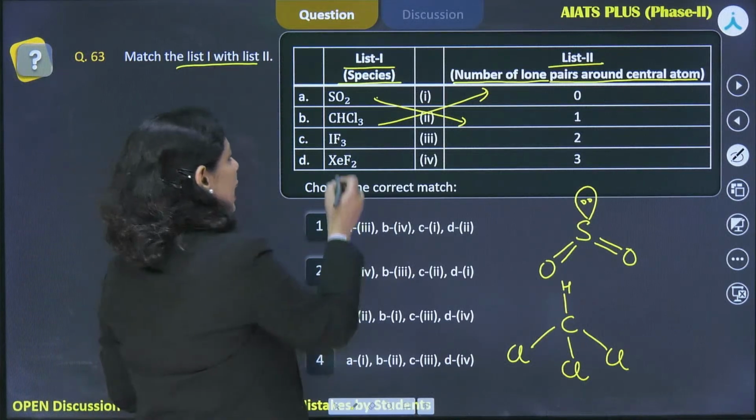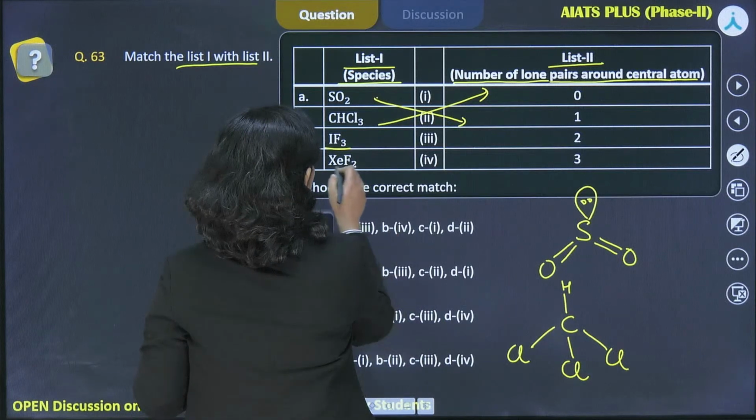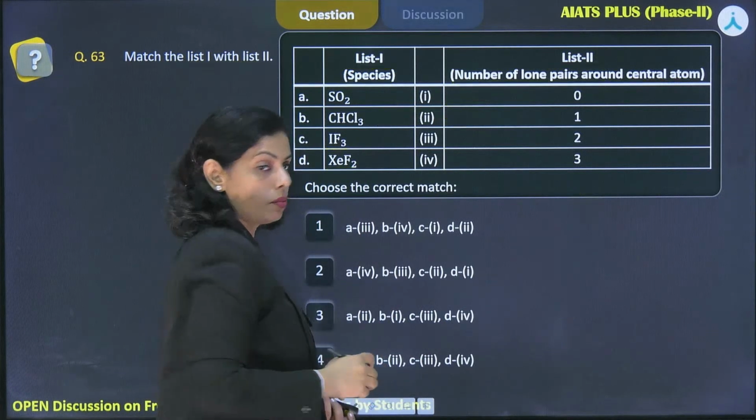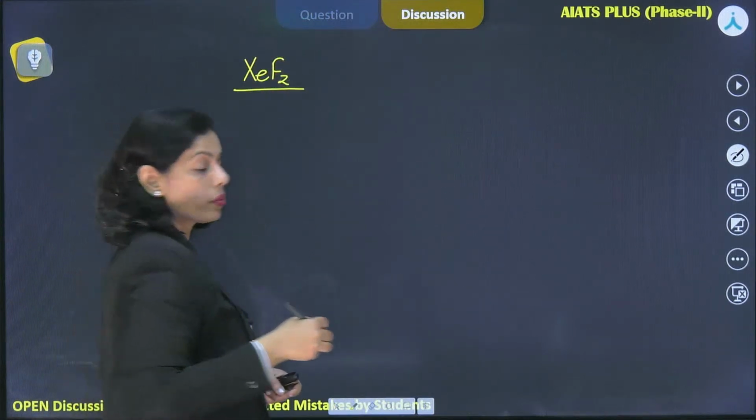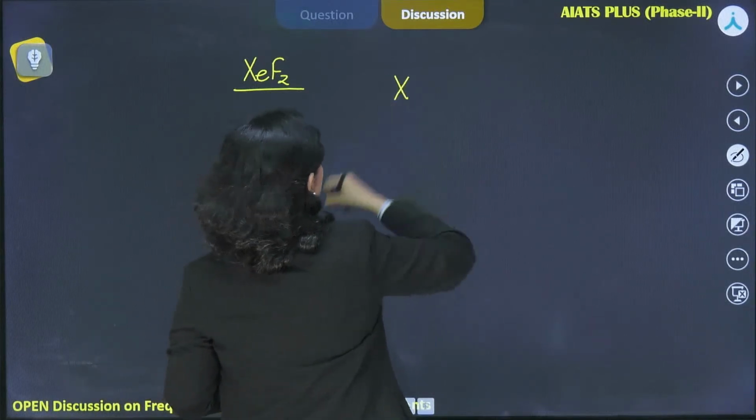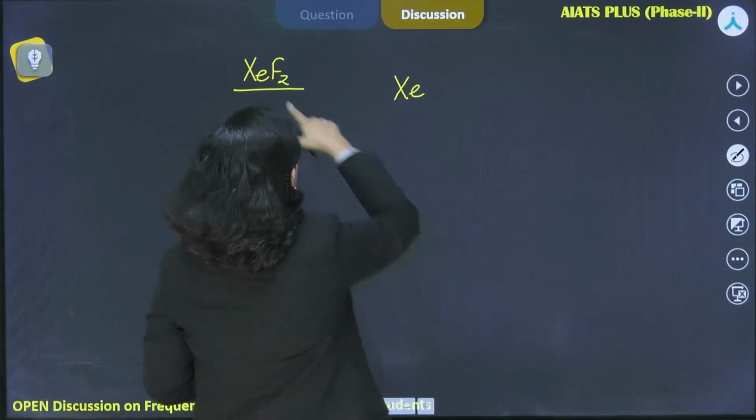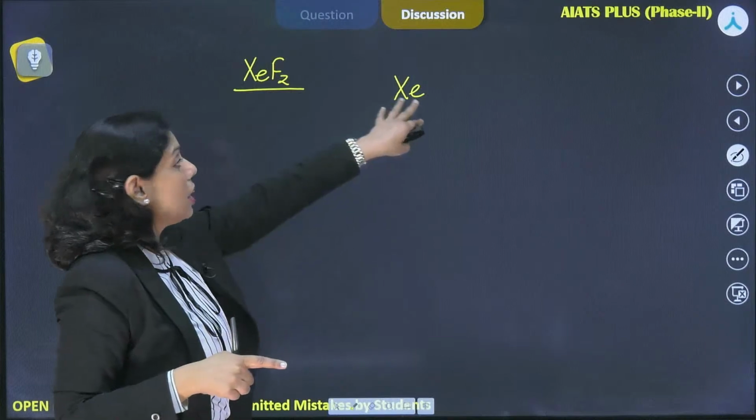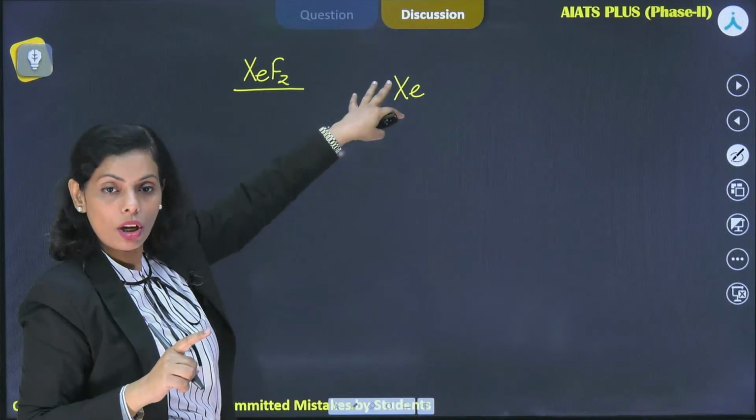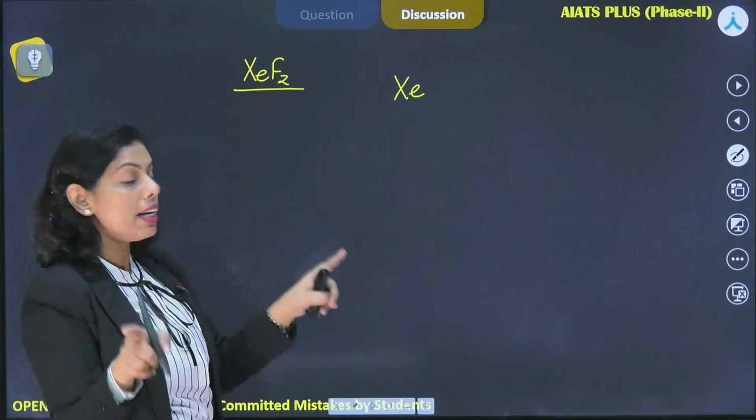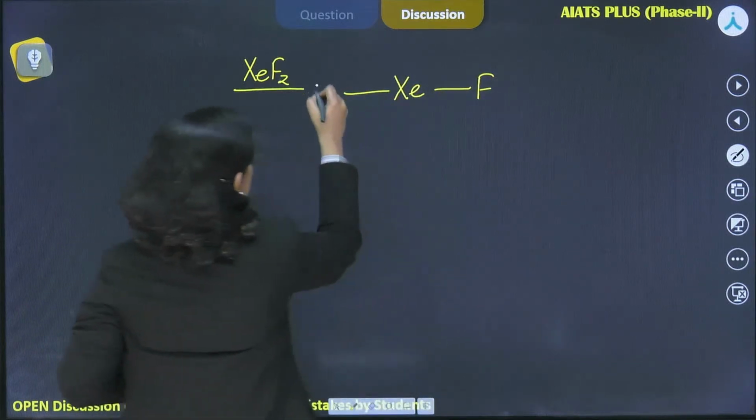Very easy question. IF3, what's the shape of IF3? I'll be taking XeF2 first of all. Write the shape of IF3 in the comment section. In xenon, 2 electrons are being utilized in bonding with the fluorine. Total electrons 8 on the xenon, it means 4 lone pairs were there. 1 gets involved in the formation of bond with fluorine, right? Linear it is. 2 fluorine atoms are bonded this way, sigma bonds.